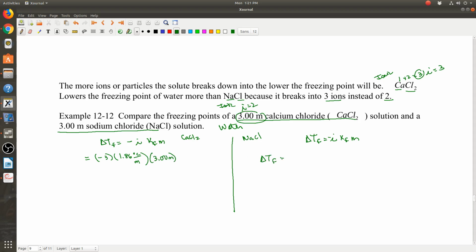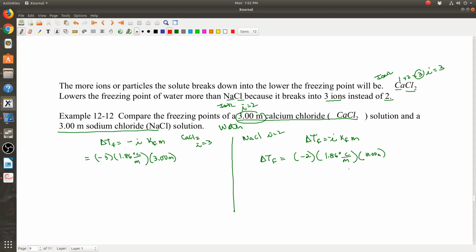Delta T sub F equals negative i for sodium chloride. It's a 2, so negative 2. See, here the i is a 2. Here the i is a 3, because of the number of particles it falls apart into. The K sub F is identical because they're both in water. And the molality is identical because they said so in the problem.